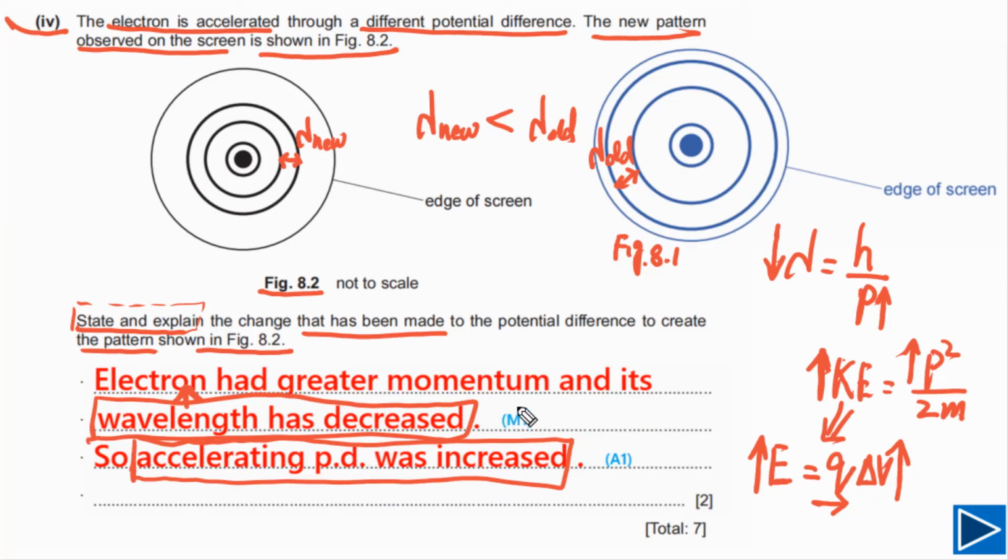The first mark is the M mark, meaning this explanation. So you have to explain in the right way. If you have explained in the right way, then you will also get the answer mark. If your explanation is wrong, even if you have written that potential difference has been increased, you will get 0 marks. If you got M0, this also will be 0. So your statement has to be right and your explanation has to be right, then you will get 2 marks. But if your statement is right but your explanation is wrong, you will get 0 marks.